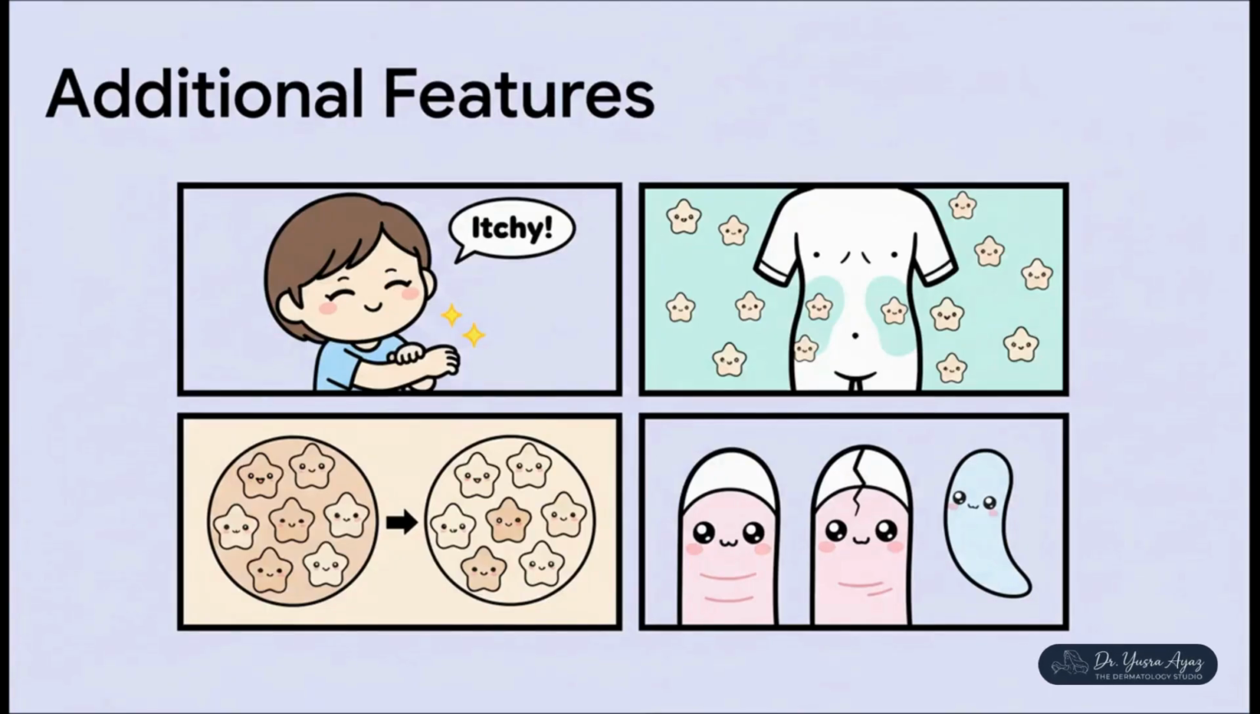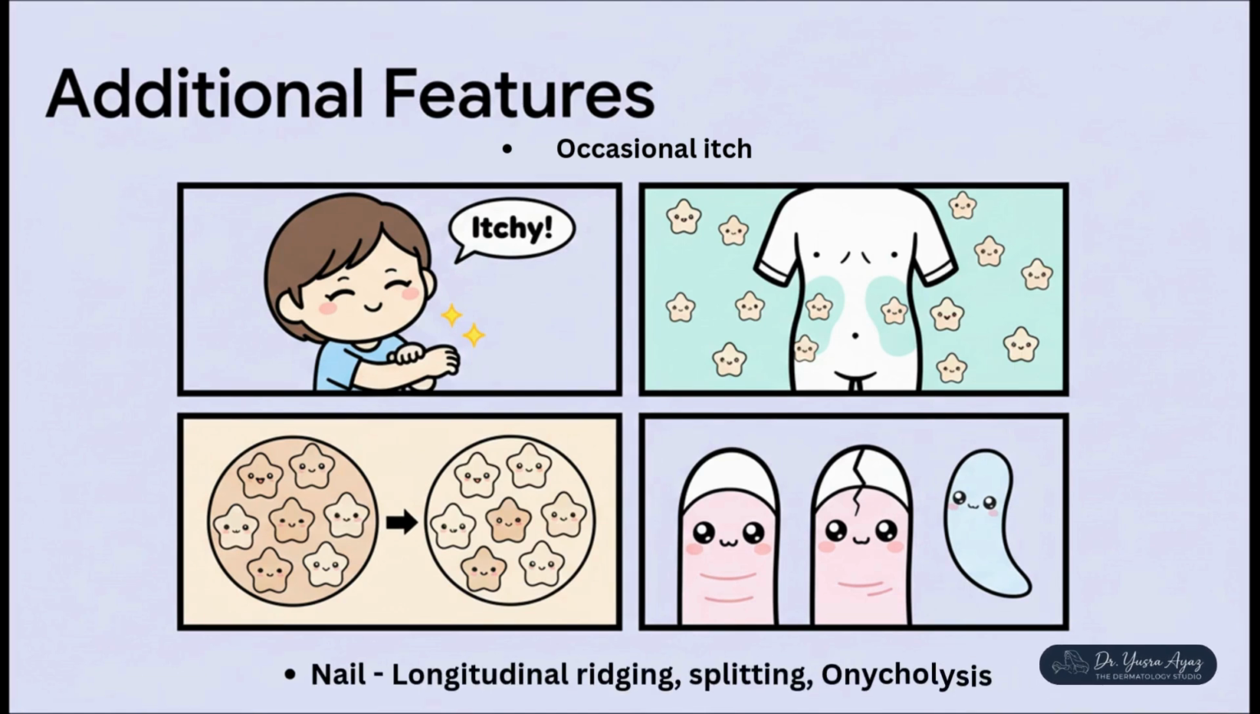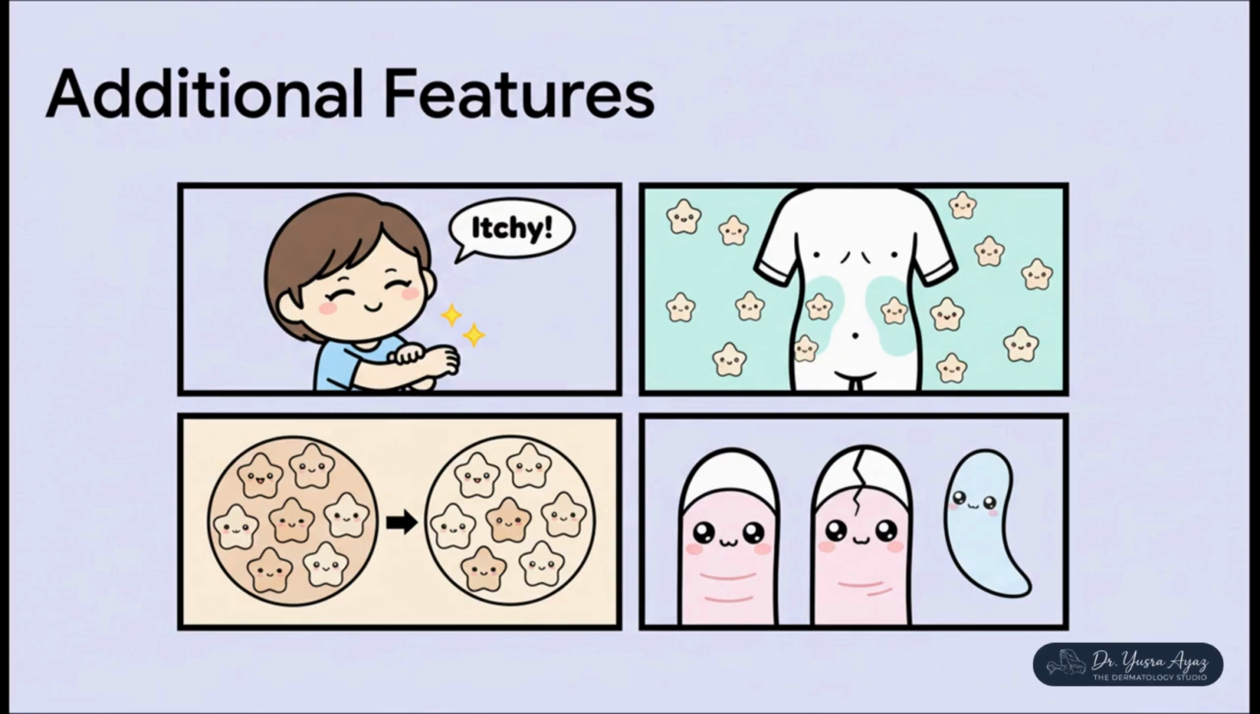Now, beyond that main rash, there are a few other things to keep an eye out for. It can sometimes be itchy, which seems to be more common in adults, and while it usually shows up on the arms and legs, it can also appear on the torso. After the rash finally fades, it often leaves behind patches of lighter skin, and in some cases, it can even mess with the nails, causing things like ridges, splitting, or sometimes even complete nail loss.